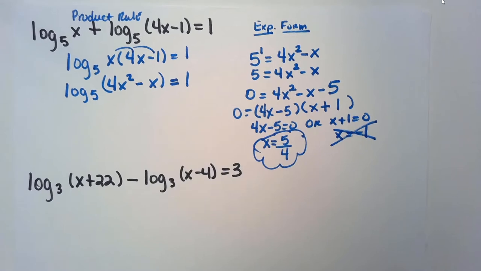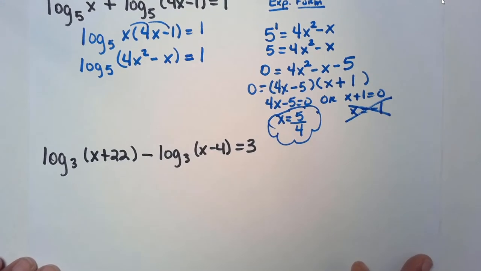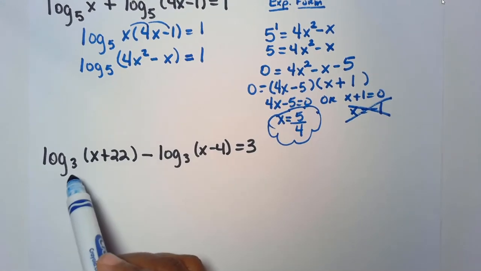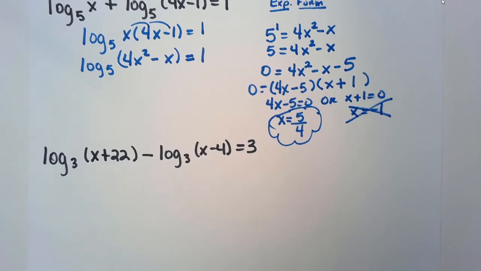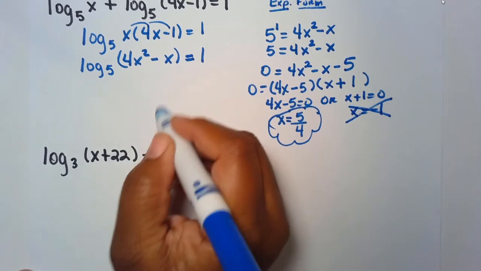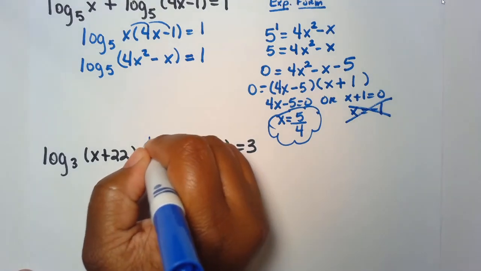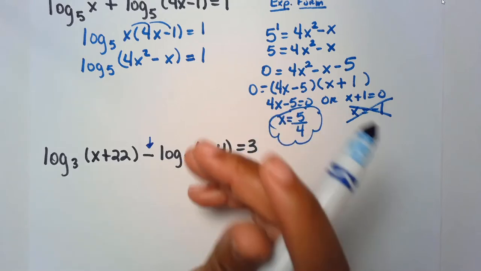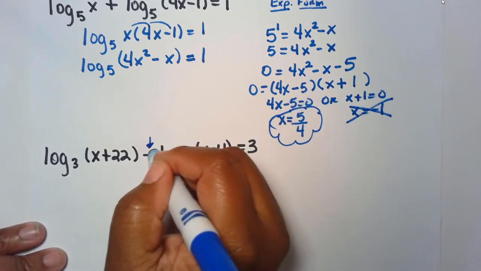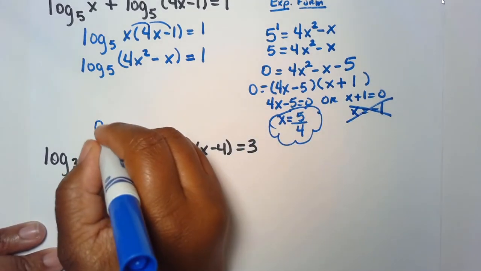Okay, let's look at the next example. Log base 3 of x plus 2 minus log base 3 of x minus 4 equals 3. Here's a minus sign. We want one log on by itself on the right hand side or left hand side, but we want one log. So since this is a minus sign, we're going to use the quotient rule.